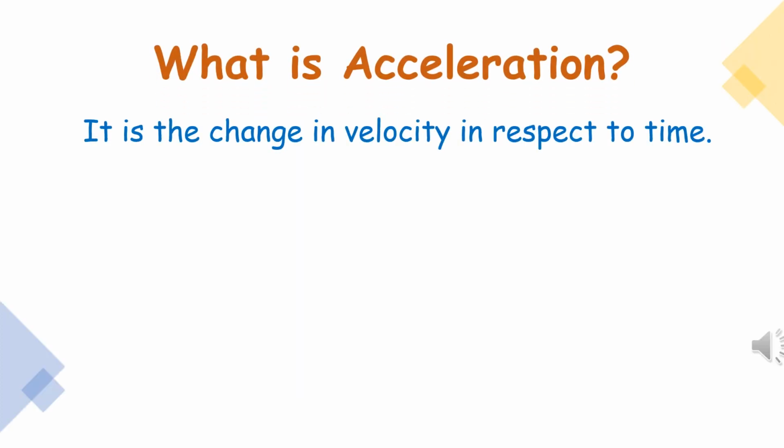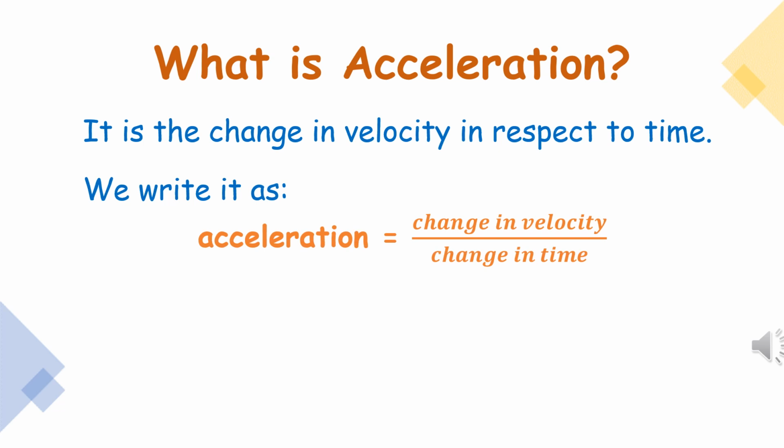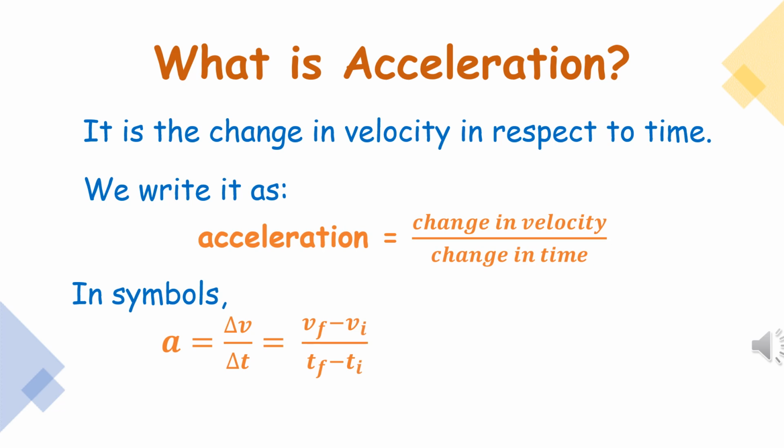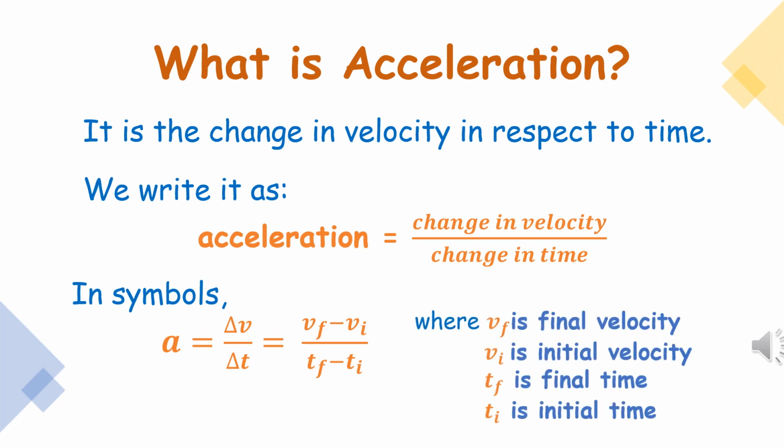Acceleration is the change in velocity in respect to time. We can write it as acceleration is equal to change in velocity over change in time. In symbols, we can write it as a = ΔV/ΔT = (Vf - Vi)/(Tf - Ti), where ΔV is the change in velocity, which is equal to the difference between the final velocity, Vf, and initial velocity, Vi.